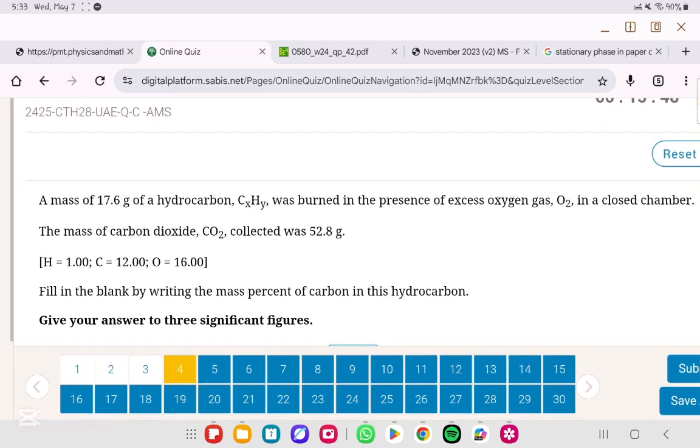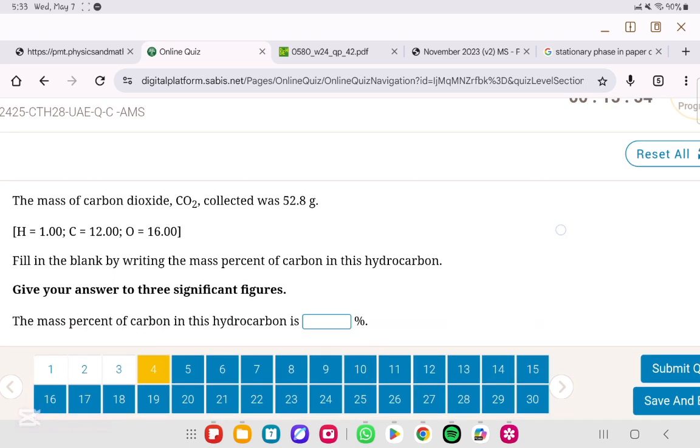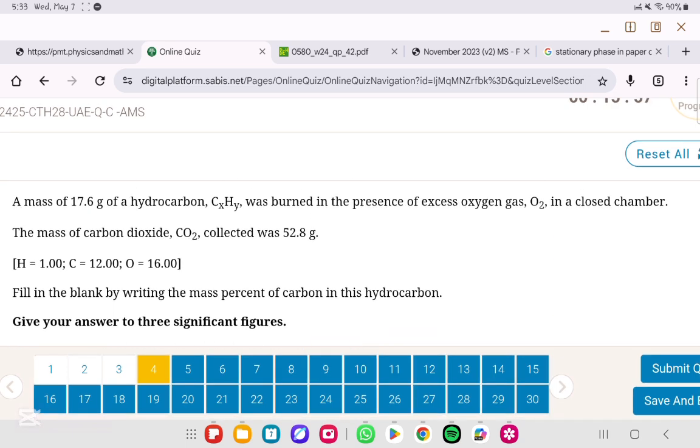In question number 4, it says a mass of 17.6 grams of hydrocarbon CxHy was burned in the presence of excess oxygen gas in a closed chamber. The mass of carbon dioxide collected was 52.8 grams. Fill in the blanks by writing the mass percent of carbon in this hydrocarbon.